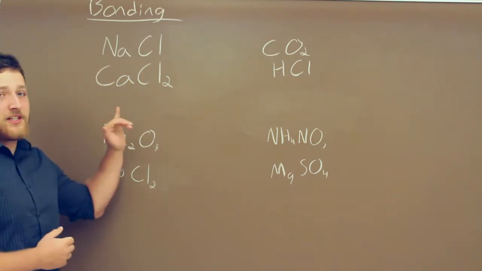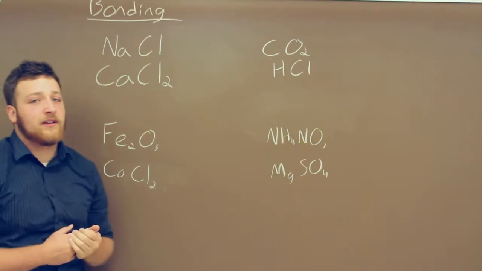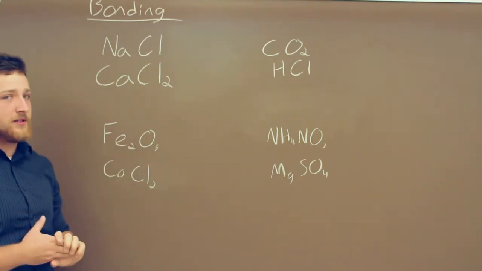Today we're going to work through some examples of identifying different types of bonds. In the first example, you can see we have NaCl and CaCl2. Your first step in identifying these bonds is to separate the two elements that make up the compound and find them on the periodic table.